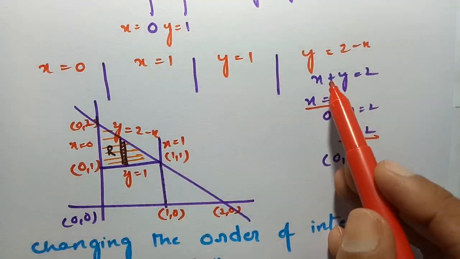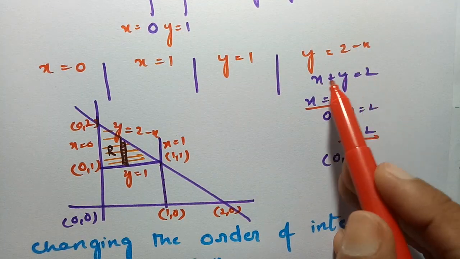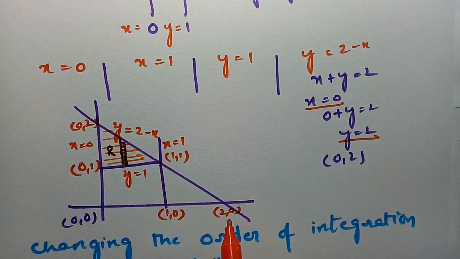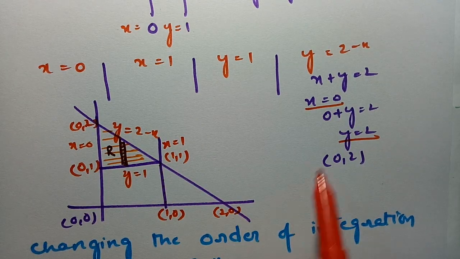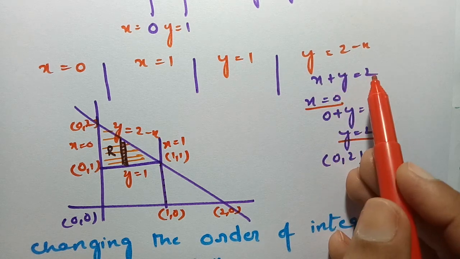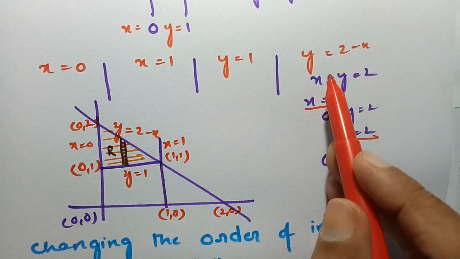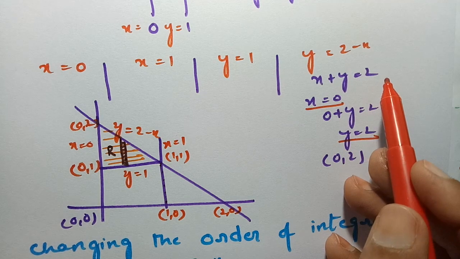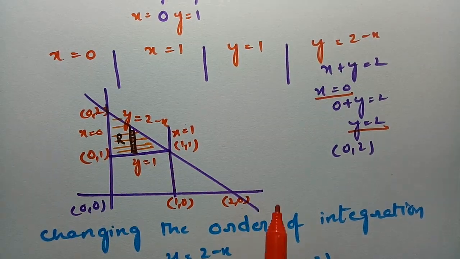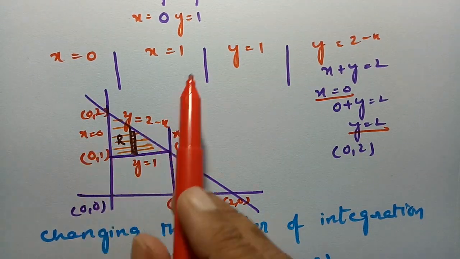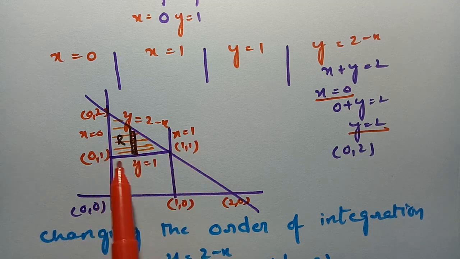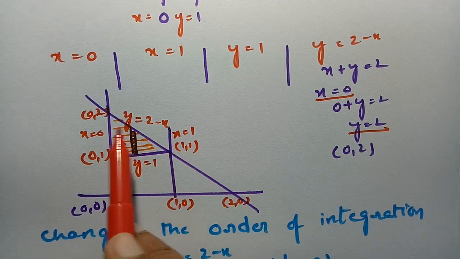So after plotting this, this is x plus y is equal to 2. So this is a straight line between 0 comma 2 and 2 comma 0. If you keep y is equal to 0, then the point is 2 comma 0, and if you keep x is equal to 0, the point is 0 comma 2. So this will be the straight line, and here x is equal to 0 is this line, y is equal to 1 is this line, and x is equal to 1 is this line. So out of all these boundaries, this will be the region.